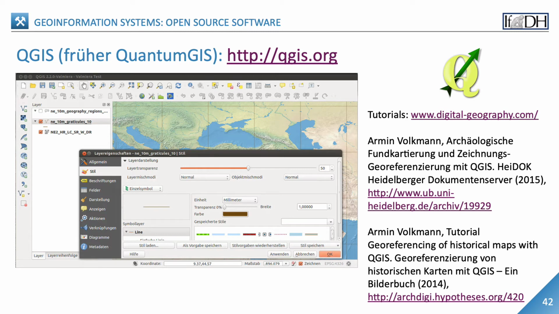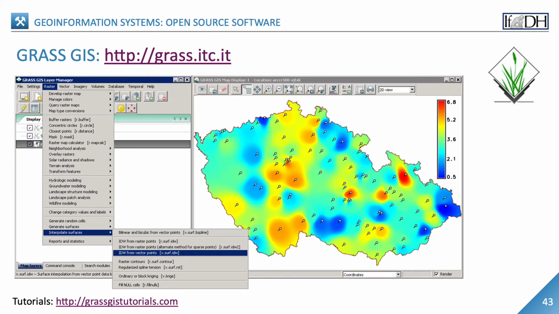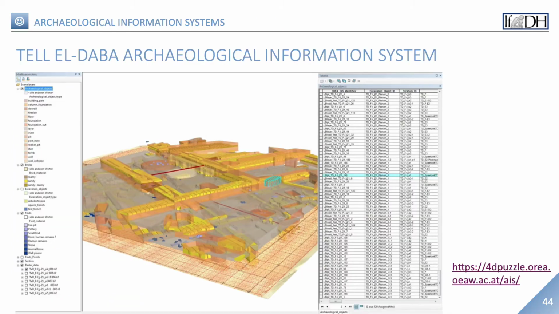There are also a number of useful tutorials, of which I only mention the one by the archaeologist Armin Volkmann. And thirdly, perhaps GRASS GIS should be mentioned, which is widely used especially on excavations in Italy. How all these components in such an archaeological geoinformation system interlock is illustrated by an example of the Tell el-Daba Archaeological Information System, which uses both ArcGIS and QGIS.